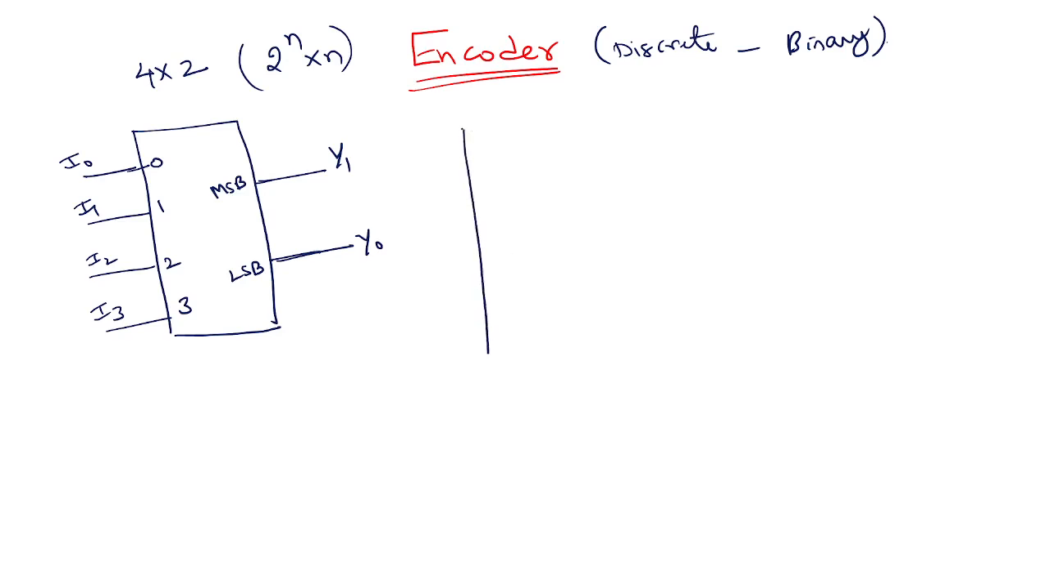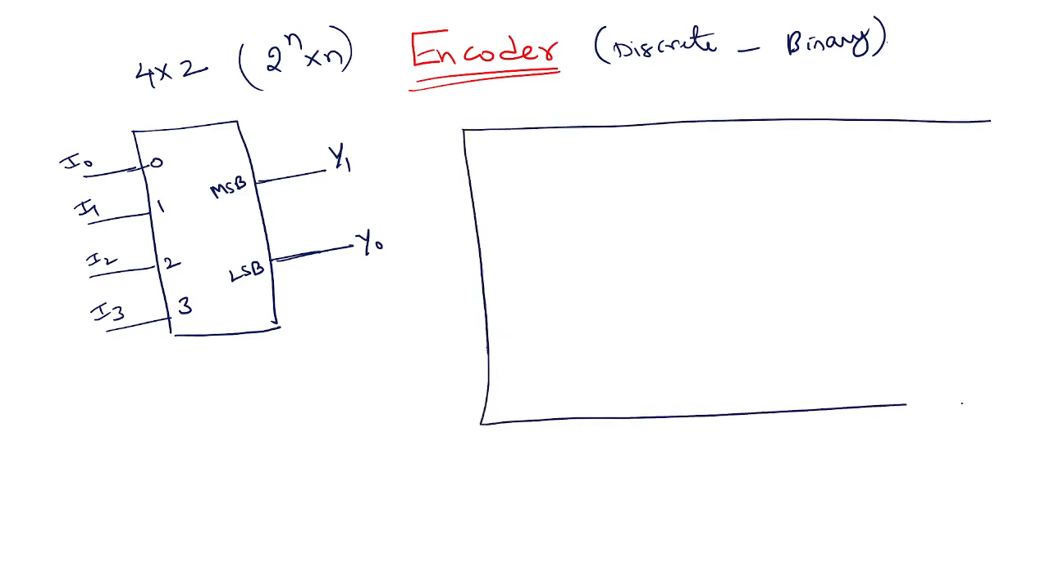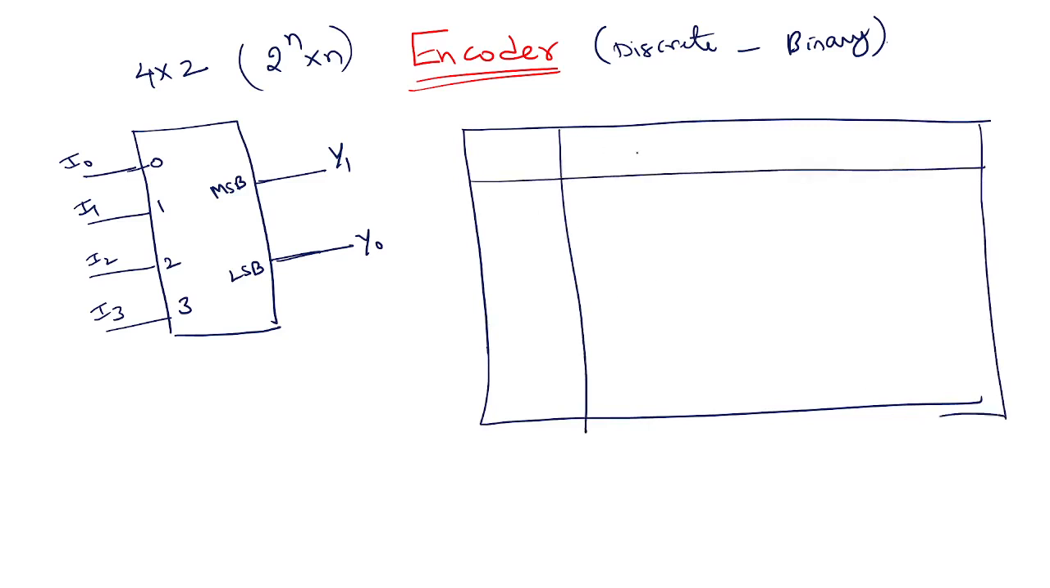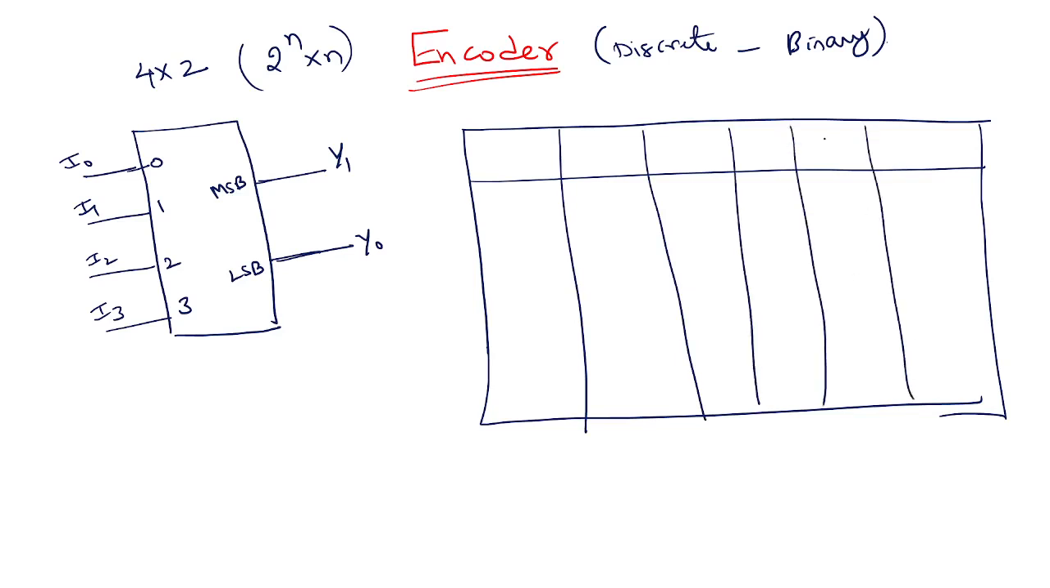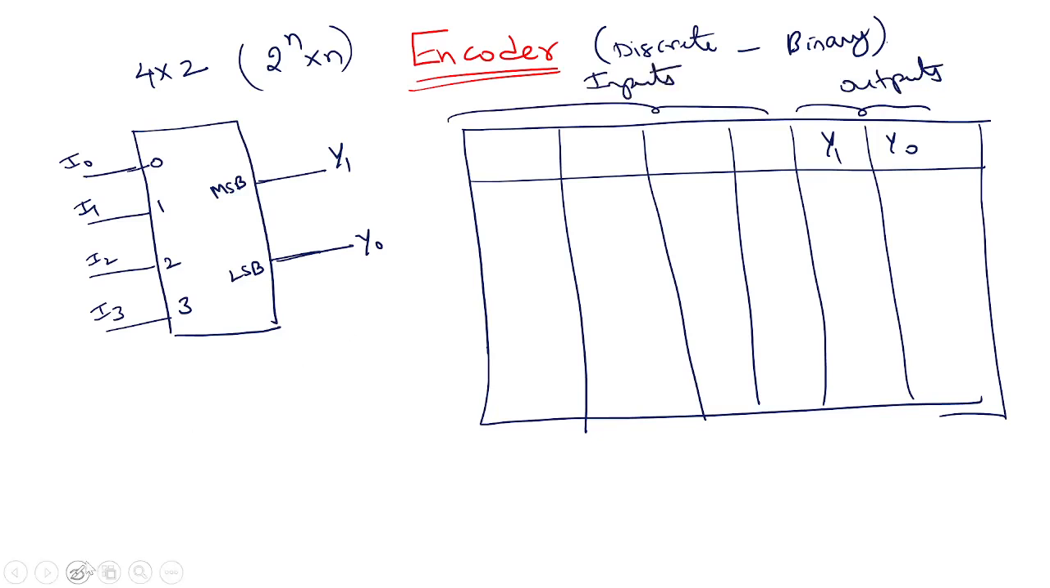I'll draw the truth table. Also, we have seen the difference between truth table and characteristic table, right? These are outputs, and these are inputs: I0, I1, I2, I3. If I0 is 1, the remaining are all zeros.